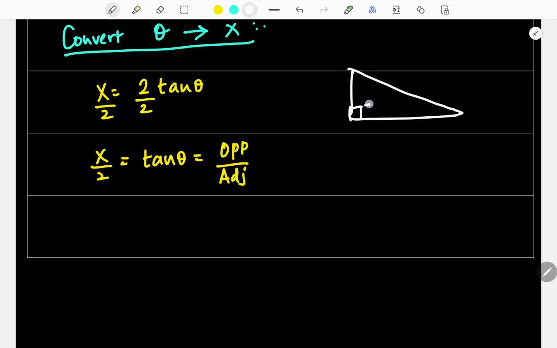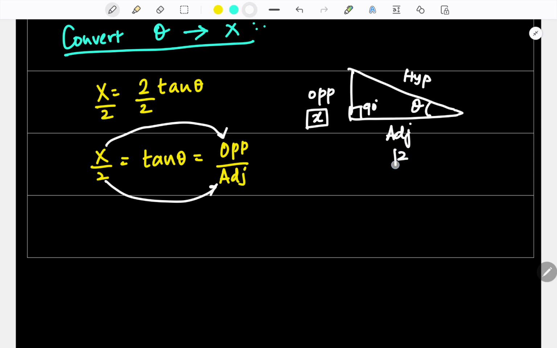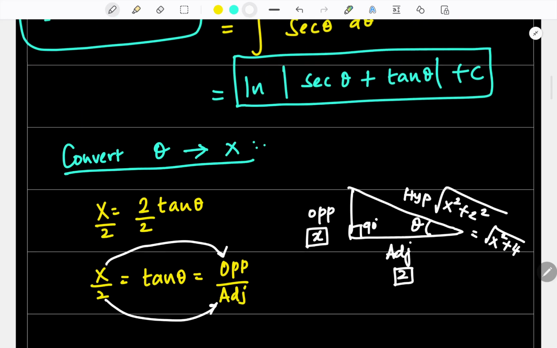Right angle triangle. This is 90 degrees. This is angle theta. So this is opposite, and sorry, this is hypotenuse, because the slanting side is called hypotenuse. And this is adjacent side. So opposite is x, adjacent is 2. By Pythagoras theorem, the hypotenuse will be square root of x square plus 2 square, which is square root of x square plus 4.